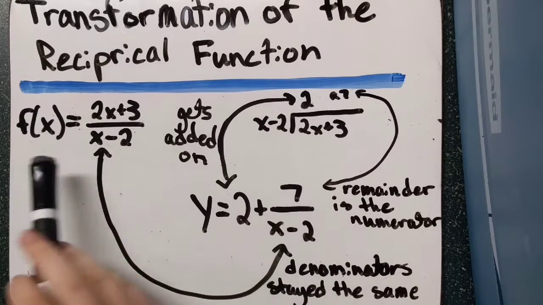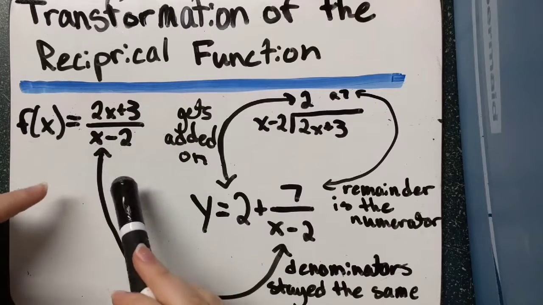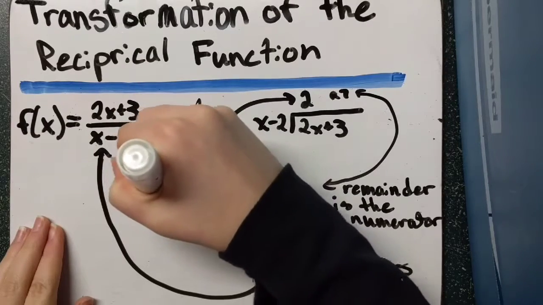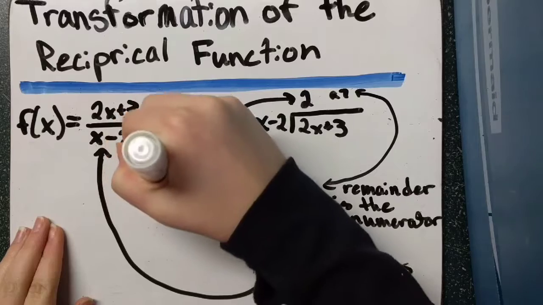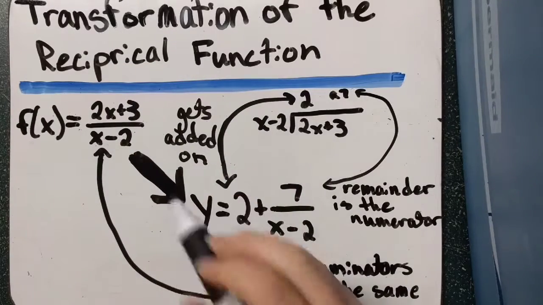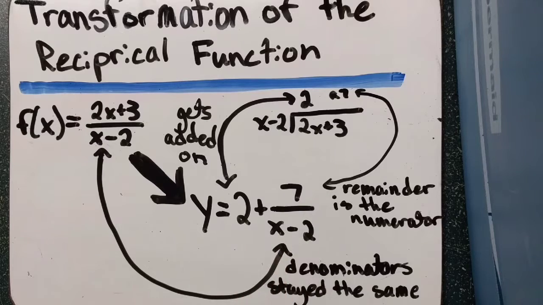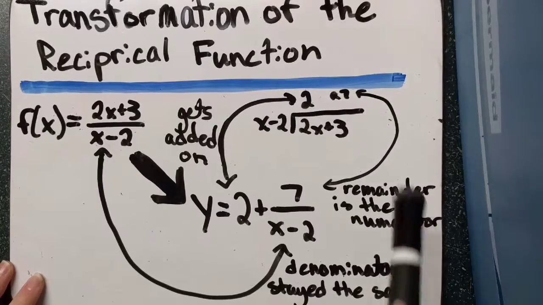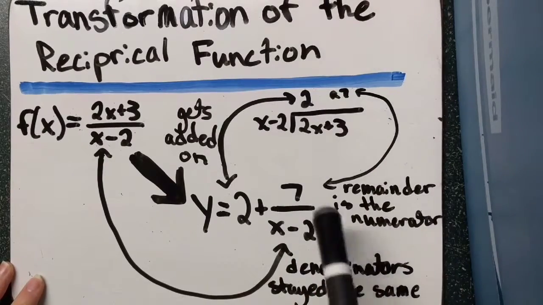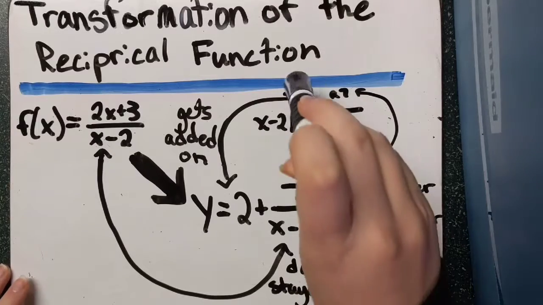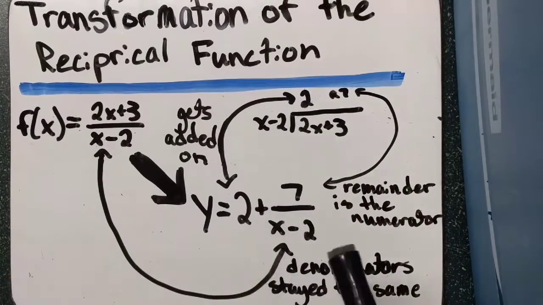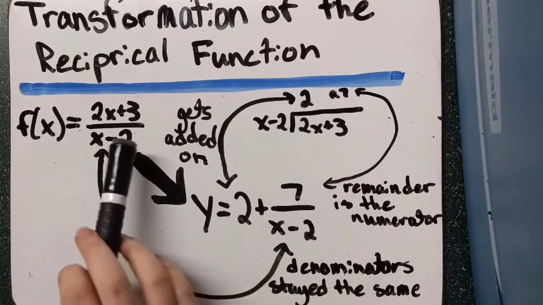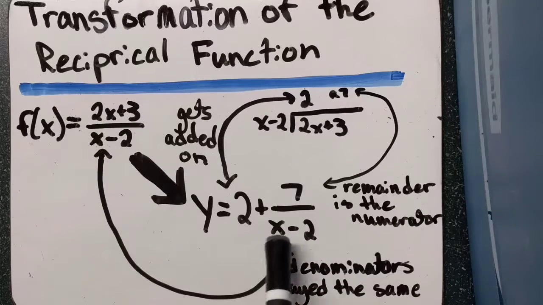So here we have what we started out with, which is f(x) = (2x + 3)/(x − 2). We brought that to become this form down here. That was transformed into y = 2 + 7/(x − 2). Right here you can see that the denominators stayed the same. The remainder from what we divided became the numerator. And this 2 gets added on to the equation. It does not get multiplied or divided like anything happening here. It gets added on. So we went from f(x) = (2x + 3)/(x − 2) to y = 2 + 7/(x − 2).